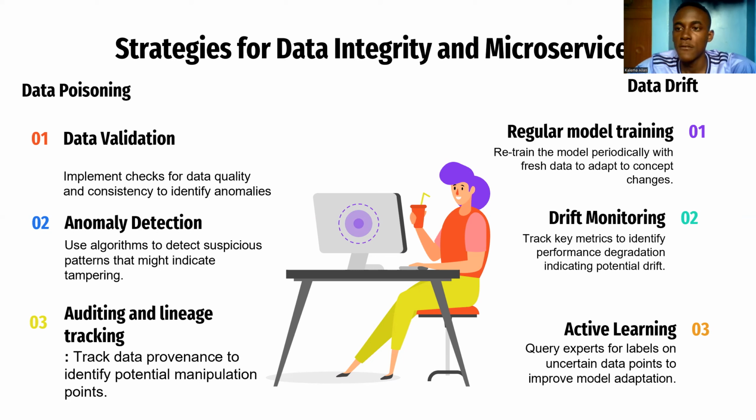Then for data drift, we have regular model training. Here we retrain the model periodically with fresh data to adapt to concept changes. We have drift monitoring. We track key metrics to identify performance degradation, indicating potential drifts. And we have active learning. Here we query experts for labels on uncertain data points to improve the model.